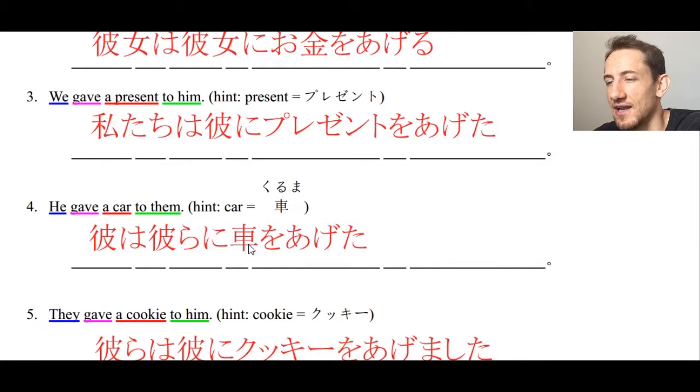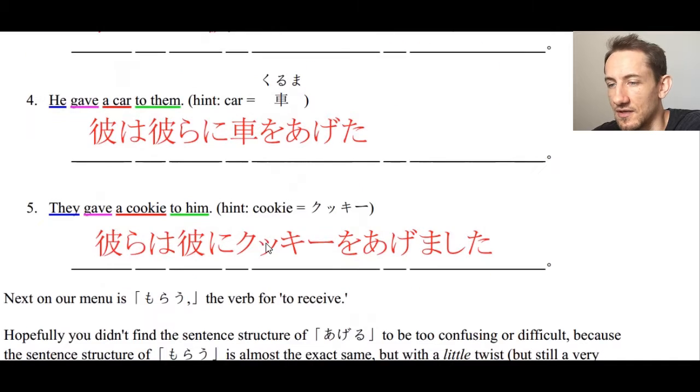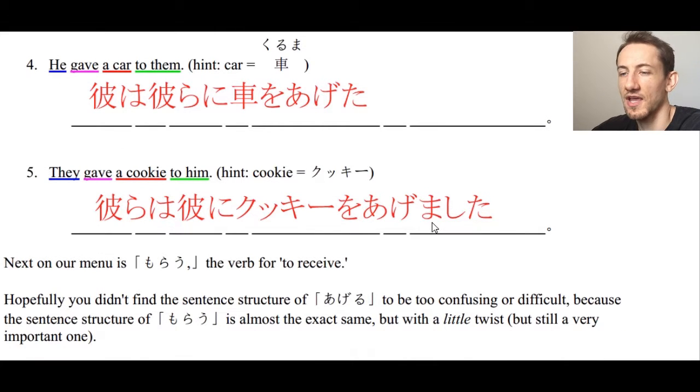彼は彼らに車をあげた。 And number 5, they gave a cookie to him. 彼らは彼にクッキーをあげました。 Very nice. Okay, so that's it. That's going to do it for ageru.